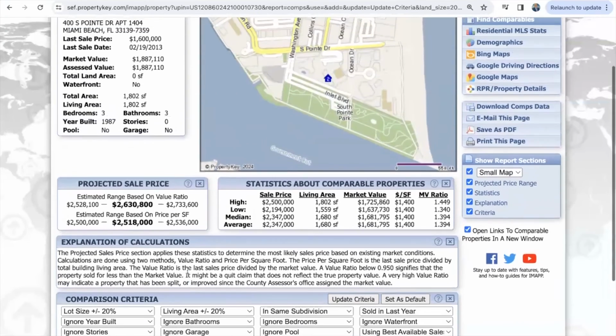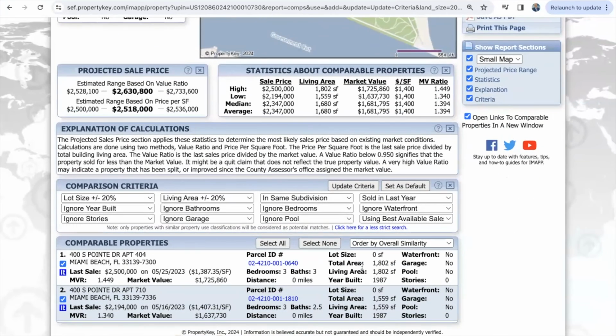All right, our subject property has 1,802 square feet. So we have one similar sale right here, 1,802 square feet, and it sold for $2.5 million. This one is a little bit smaller at 1,559 square feet, and that one sold at 2,194,000. So if I remove that one, you're looking at $2.5 million.